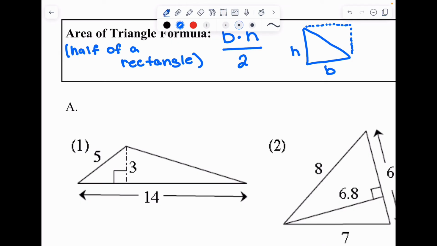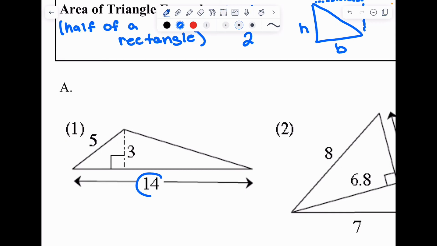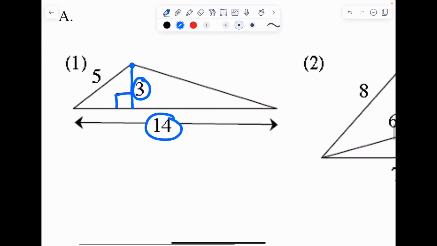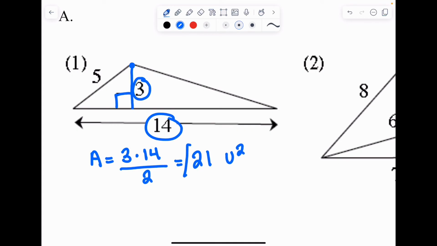So in this first one, it looks like my base is going to be 14. And notice how this line right here goes from the top of the triangle to the base of the triangle and makes a 90-degree angle, which tells us this line is straight up and down and accurately represents the height of this triangle. So that means the height of the triangle is 3 units. And now I'm ready to plug this into my area of a triangle formula. So I'm going to have 3 times 14 and then divided by 2, which will give me 21 units squared.